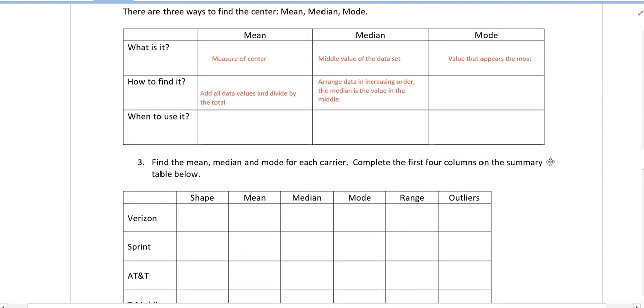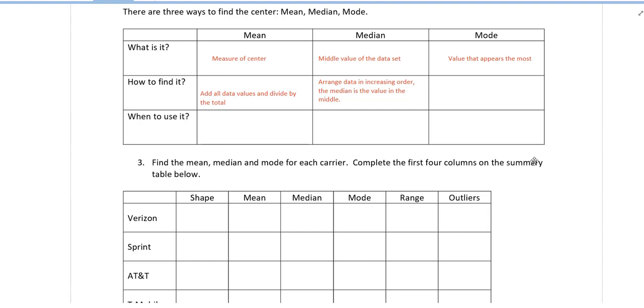The mean, when to use it? When you're looking for the center of the data, when it's a large data set, the average or the mean is the best way to describe the center of that data. The median, you use it when you have a lot of outliers, right?